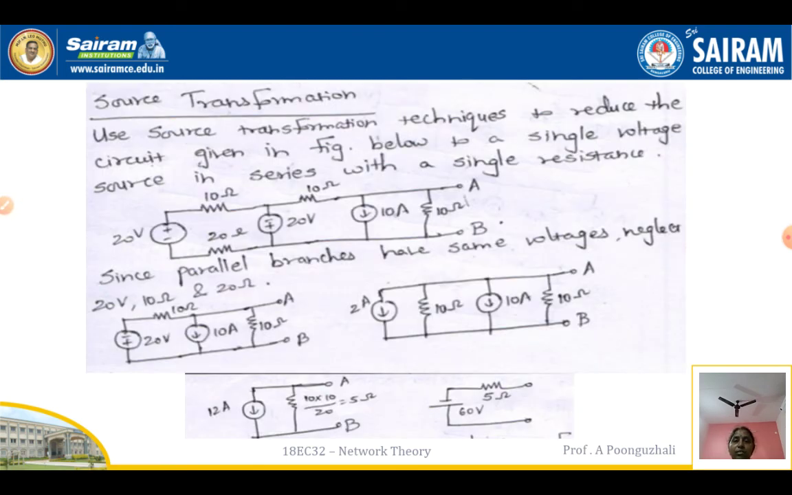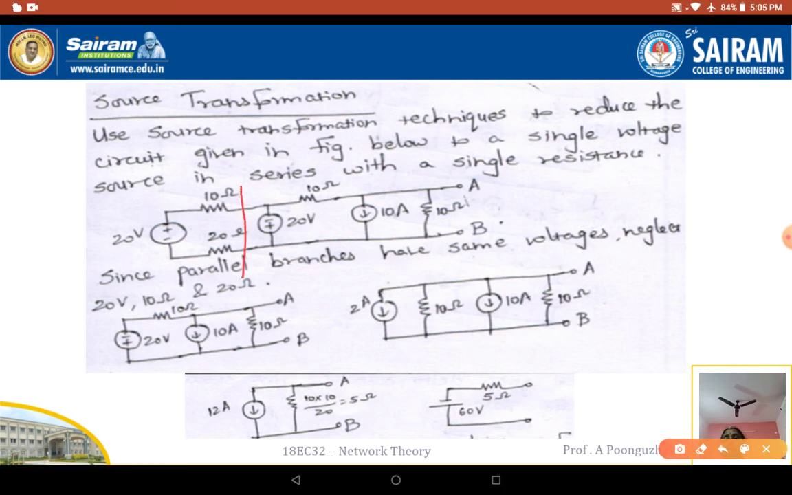So we are going to use the source transformation technique to reduce the circuit there. Here in this case, I have 2 voltage sources in parallel. If I have 2 voltage sources in parallel, I can neglect this voltage source. So this I need not consider. I can start considering from this part of the circuit.